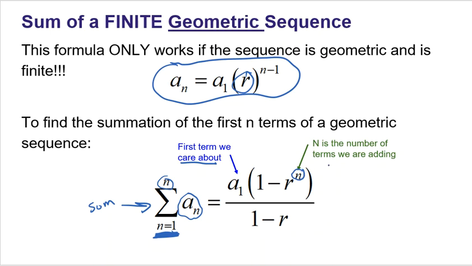So you got to be careful about that. You have to really take your time to think, how many terms am I adding together? So you do 1 minus r raised to n, and then you divide that by 1 minus r. That's it. It's that easy of a formula.